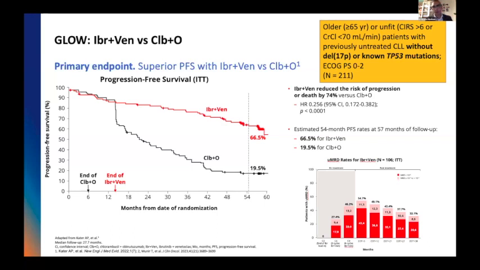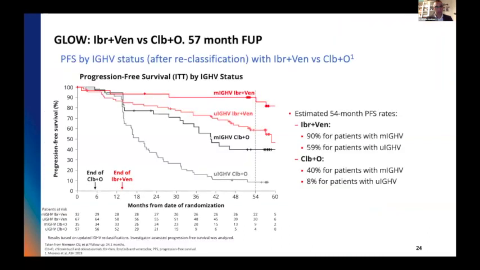Quite importantly, the MRD rates are very similar, so it's 54% at 10 to the -4, and the rate of 10 to the -6 MRD, as you can see in the red bar, is quite high as well, 43%. So very good results in terms of efficacy, with similar separation between mutated and unmutated IGHV.